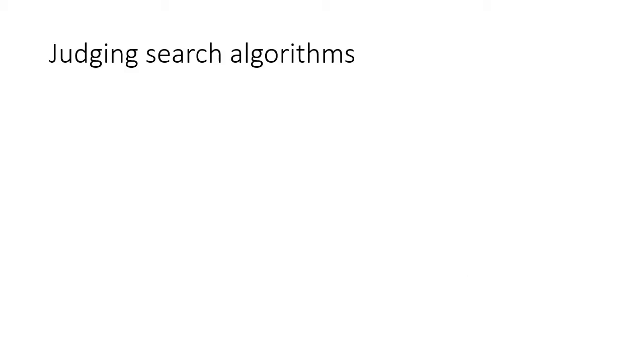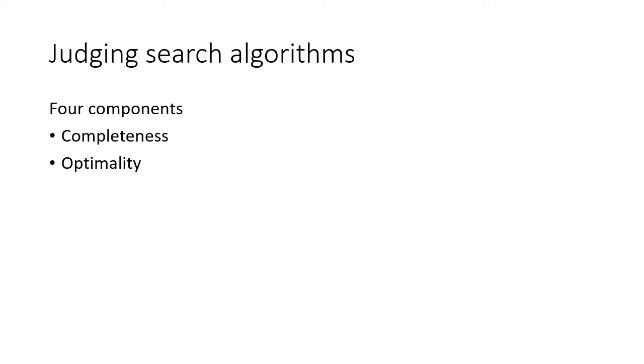So we had mentioned that when you're judging search algorithms, there are four components: the completeness question, optimality, then time complexity, and space complexity. So we're going to go through each of these with breadth first search. We're assuming that the branching factor is a finite number.